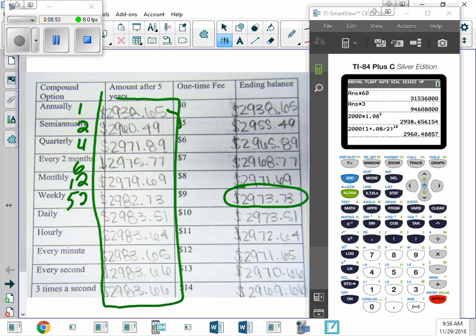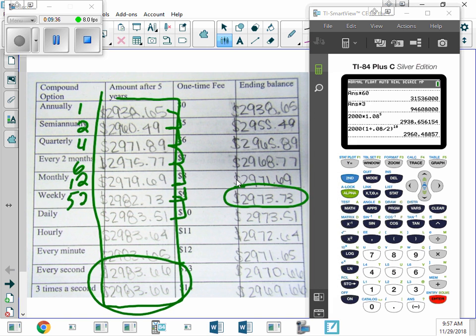So the difference between these two is about $12. And then the difference between these two is only $11. And then $4. And then $4 and $3 and less than $1. And then we get down to the bottom and we can't even tell the difference in cents between every second and 3 times a second. So every second was 31 million, and 3 times a second was almost 95 million compounds. But do you see how the interest is slowing down?